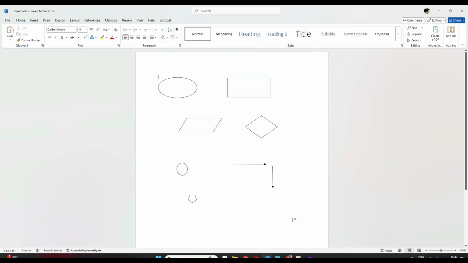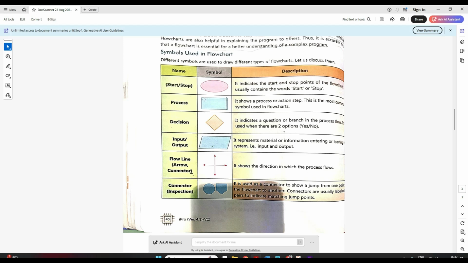Then we have the processing, right? Once you have the input, you have to process that. So my process box is this. The processing box is this rectangle. So we now know the start box and the stop box, the oval, the input and output box, and the processing box. Now, to connect each of these, we use the connectors or the flow lines. These are the arrows. To connect these, we use this.